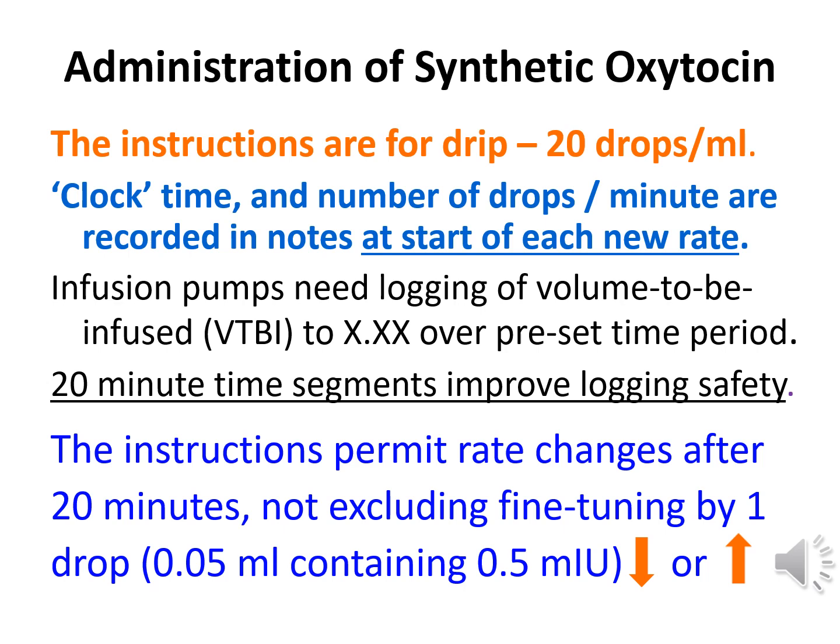First, offering up to 2 decimal places after the point in accuracy. 20-minute time segments promote logging safety with simple numbers. The instructions permit rate changes after 20 minutes, not excluding fine-tuning by 1 drop, 0.05 ml containing 0.5 mIU, down or up.